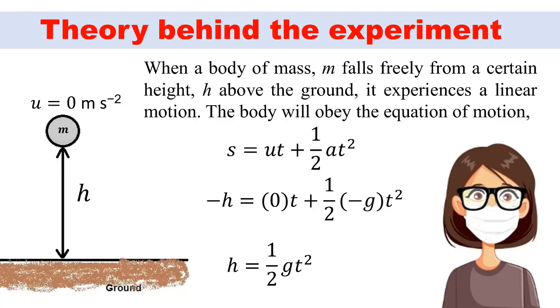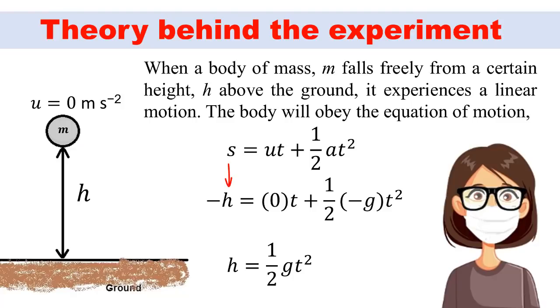Theory behind the experiment. When a body of mass m falls freely from a certain height h above the ground, it experiences a linear motion. The body will obey the equation of motion S equal to ut plus half at squared. The object is doing downward displacement from the falling point to the ground, so we have S is negative h.